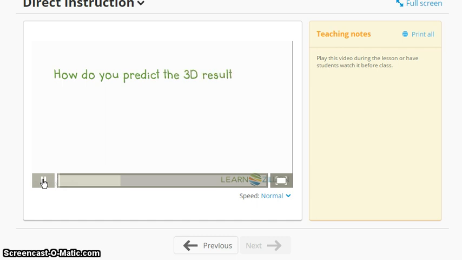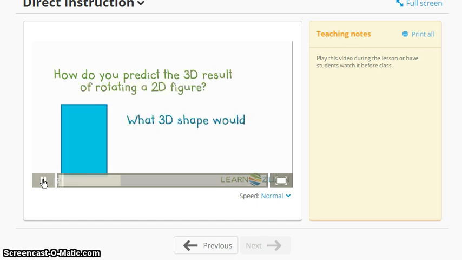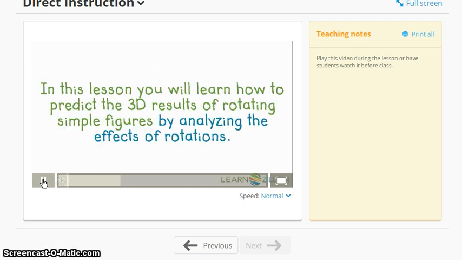How do you predict the three-dimensional result of rotating a two-dimensional figure? For example, what 3D shape would result from rotating this rectangle? In this lesson, you will learn how to predict the three-dimensional results of rotating simple figures by analyzing the effects of rotations.